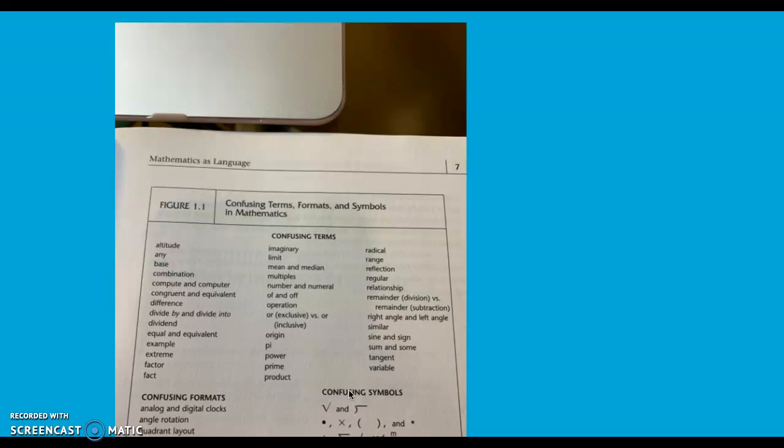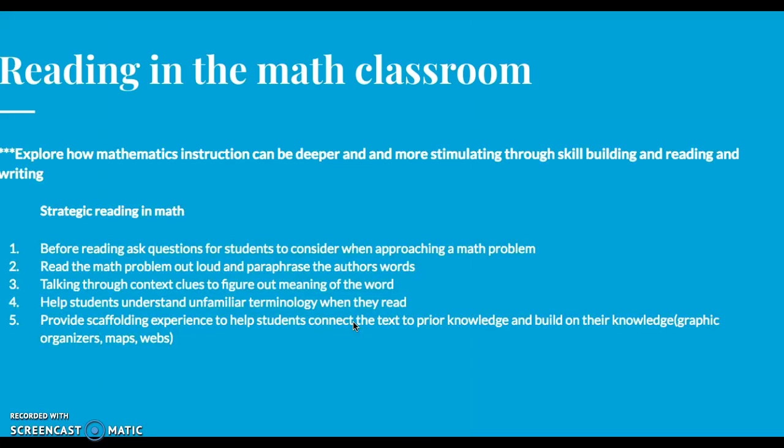So these are confusing terms that are represented in this book that students have issues with, such as radical, reflection, relationship, and then the different symbols that can be confusing. So reading in the math classroom, it's important to explore how mathematics instruction can be deeper and more stimulating through skill building and reading and writing.